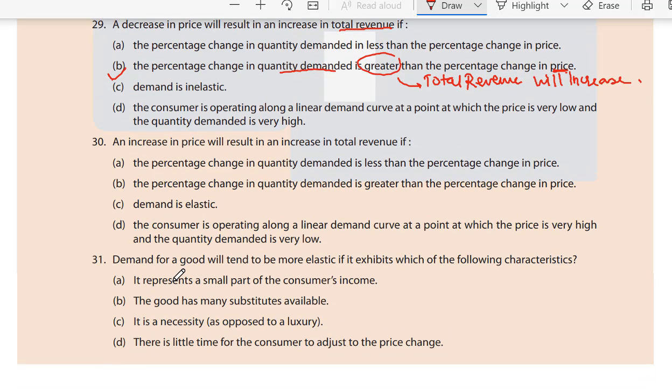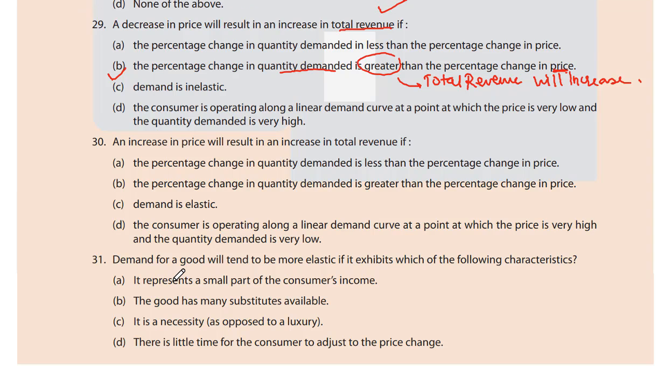Let's see the 30th one. An increase in the price will result in the increase in the total revenue if A. the percentage change in quantity demanded is less than the percentage change in price. B. The percentage change in quantity demanded is greater than the percentage change in price. C. Demand is elastic. Or D. The consumer is operating along a linear demand curve at a point at which the price is very high and quantity demanded is very low.